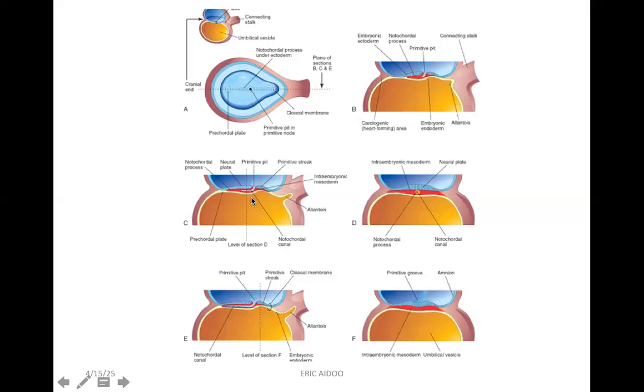So when we come to this point, the primitive pit is there, and you can see that there is elongation of this process, the notochordal canal, going through the notochord. So that's the notochordal process.